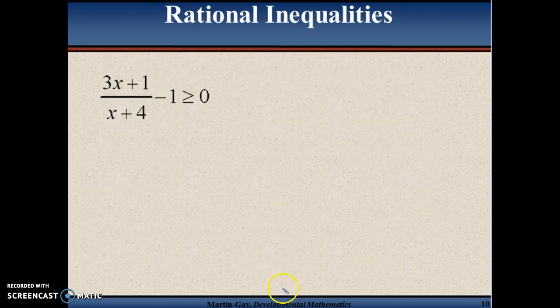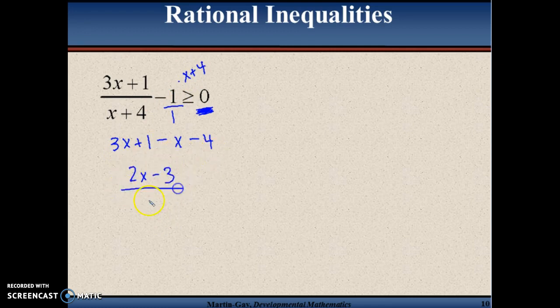We also looked at rational inequalities. For rational inequalities, we have to make sure, one, it's all in relation to 0. 0 has to be on one side, because then we can look at our positives and our negatives. And we also need to make sure we have one fraction. So I'm going to have to combine this 3x plus 1 over x plus 4 with this -1 over 1. To do that, find a common denominator, which is x plus 4, so I need to multiply it by x plus 4. So I get 3x plus 1 minus x minus 4, because I've got a negative to distribute. Alright, 3x minus x is 2x, 1 minus 4 is -3, over x plus 4, greater than or equal to 0.